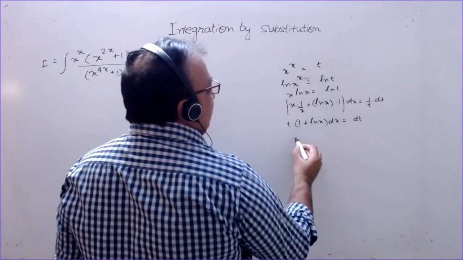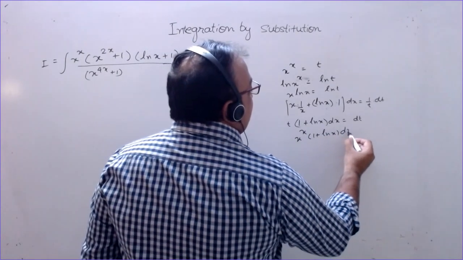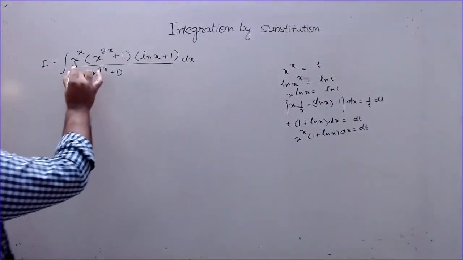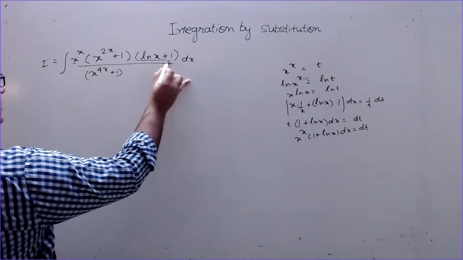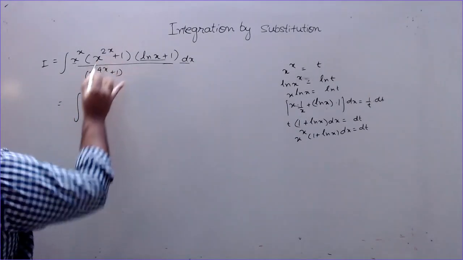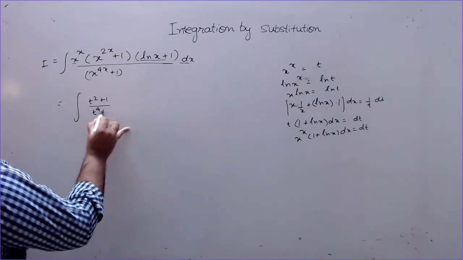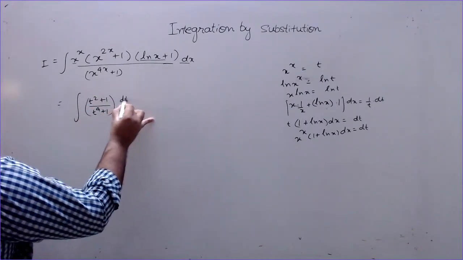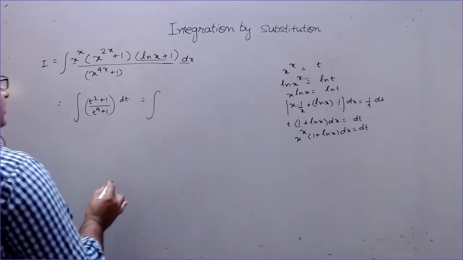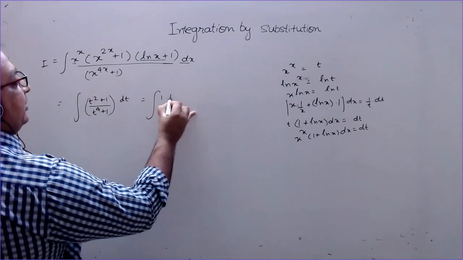So put the value of t: x to the power x, 1 plus log x dx is dt. So this is t square upon this is t4 into dt, which can be further written as I told you previously, that in this type of problem you have to divide by t square both numerator and denominator.